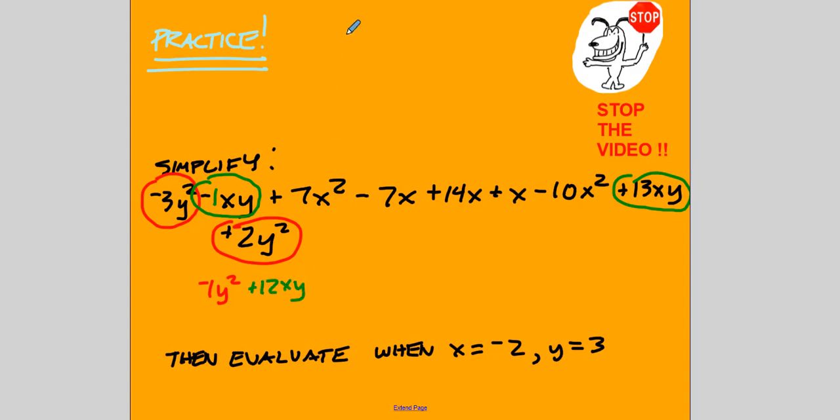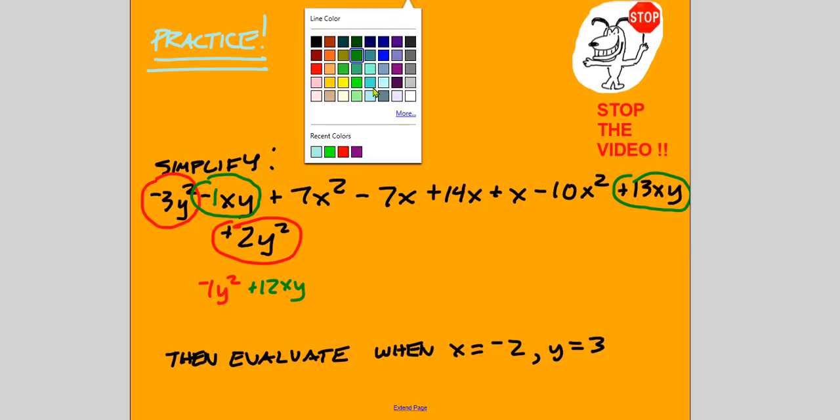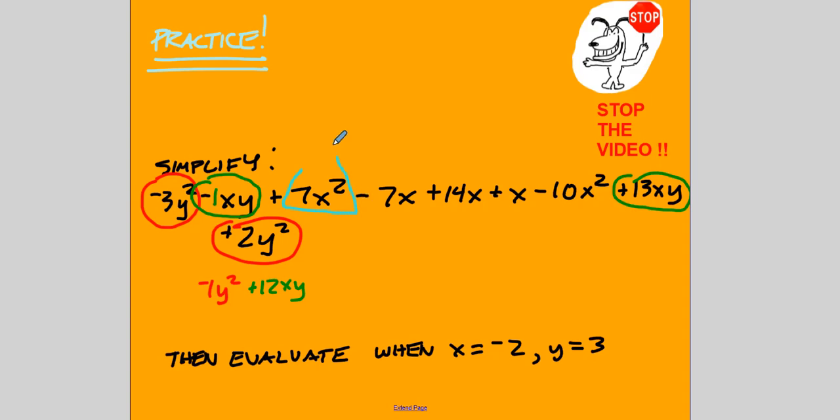So now I have a 7x squared. Okay, so I'm going to highlight that with a triangle. Then I have a minus 10x squared here, so I'm going to highlight that with a triangle. So 7 minus 10 is negative 3, so this is minus 3x squared.